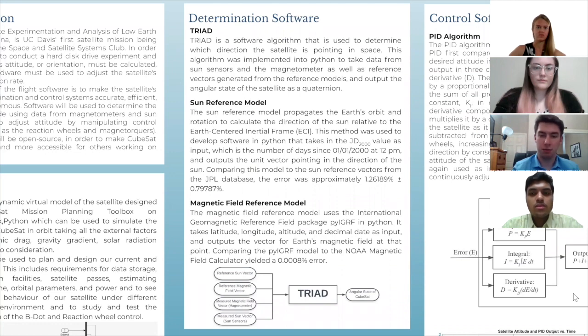The vector outputs from these two reference models, along with the sensor data, will be the input into the TRIAD that will tell us the direction that the satellite is pointing. Now we'll have Elena speaking about using the B-dot control algorithm.